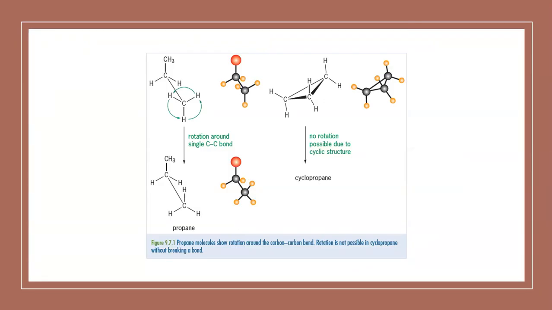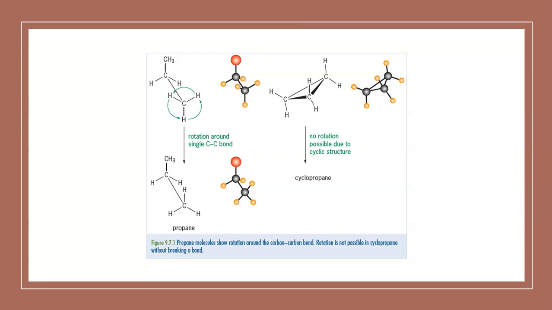Here are some examples. So we can see here that propane would not have a cis and trans isomer because it has free rotation around the bond. However, if we turn that into cyclopropane, now we have this situation where if we change the groups, because we have no rotation, we would start to see stereoisomers, those geometric isomers, appear.